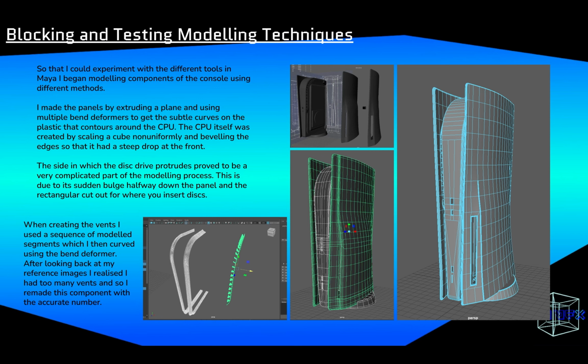The side in which the disk drive protrudes proved to be a very complicated part of the modeling process. This is due to its sudden bulge halfway down the panel and the rectangular cutout for where you insert disks. When creating the vents, I used a sequence of modeled segments which I then curved using a bend deformer. After looking back at my reference images, I realized I had too many vents, and so I remade this component with the accurate number.